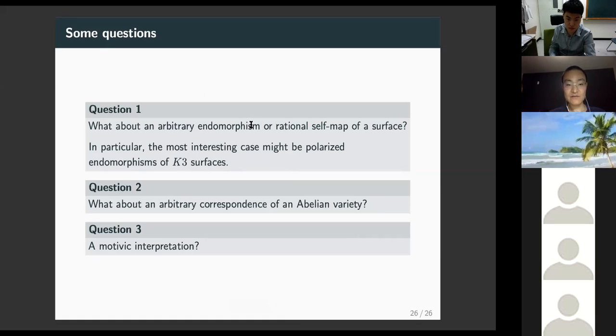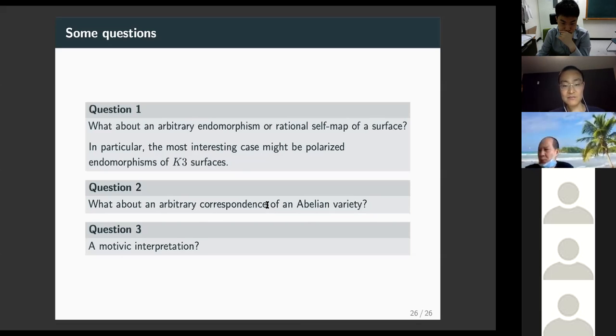If this map is an automorphism, then we know this is true by a Nöther-type result. So what about the arbitrary endomorphism? And actually, there is another question: what about the arbitrary correspondence of an abelian variety? For abelian varieties, arbitrary endomorphism is okay, but what about arbitrary correspondence?